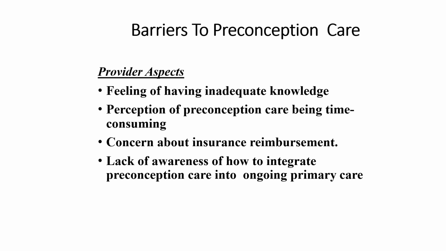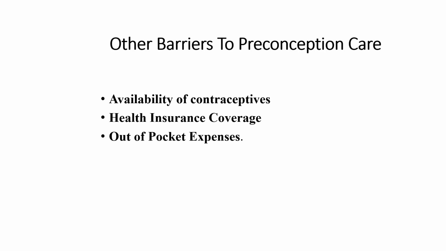And the barriers come from the provider aspect. Sometimes the healthcare provider may not have adequate knowledge, or may think that it's a time-consuming process, or may think about insurance reimbursement, all those financial aspects. And sometimes they may lack awareness of how to integrate preconception care into ongoing primary care. They may not know when to give it, how to give it. So those things also may act as a barrier for preconception care. Other barriers include availability of contraceptives, health insurance coverage, and out-of-pocket expenses.